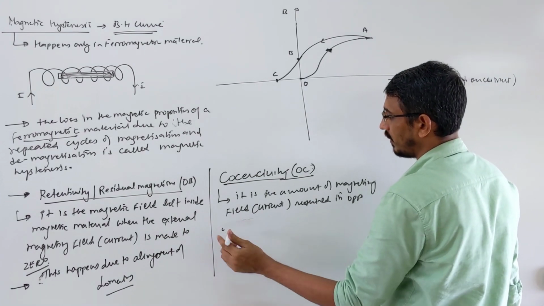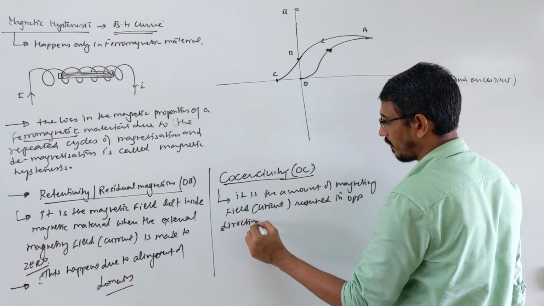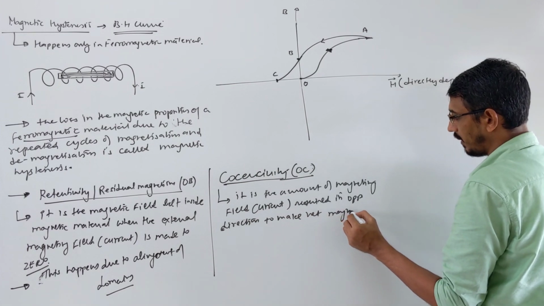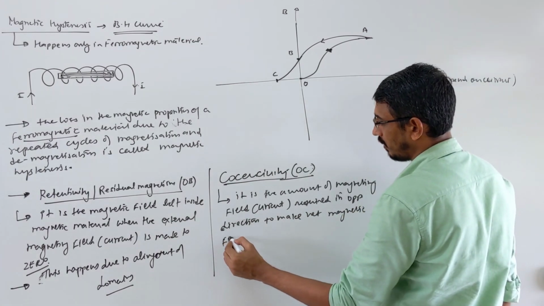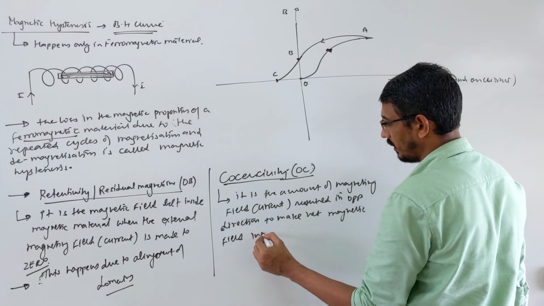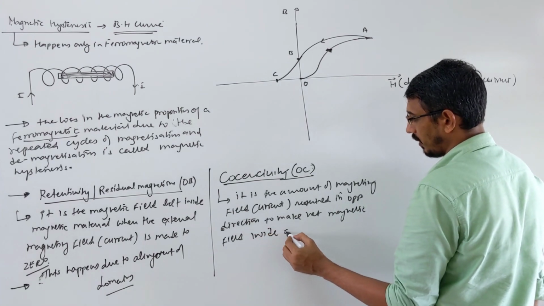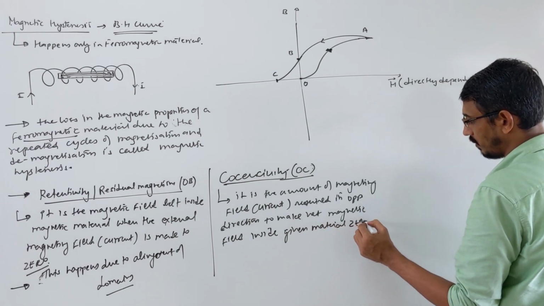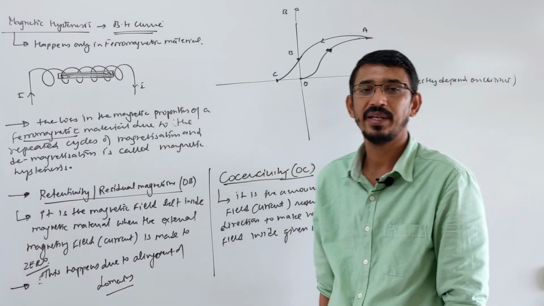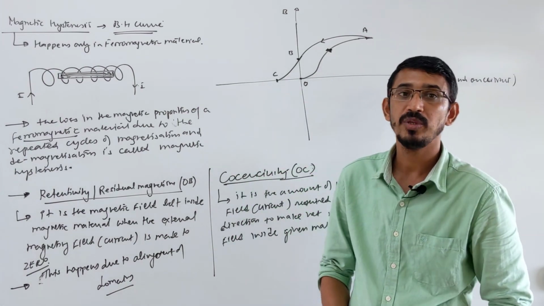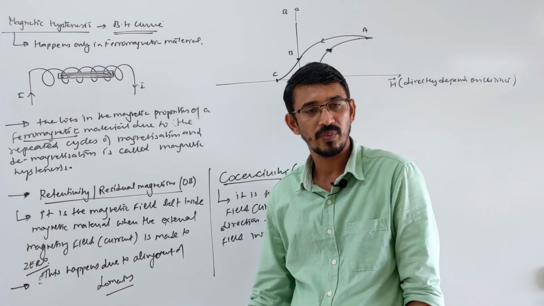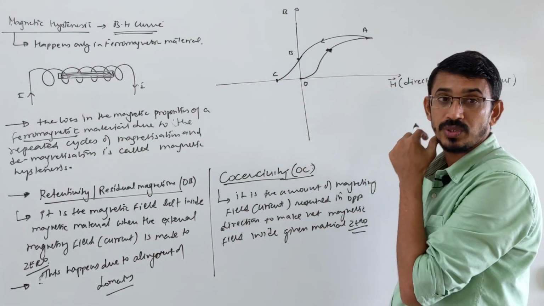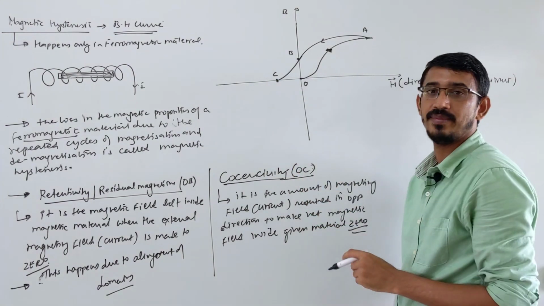Opposite, I wrote it very badly here. The direction is to make the net magnetic field inside that material zero, right? You want to make the net magnetic field inside the given material zero. Then how much opposite magnetizing field, or opposite direction current, you have to apply, that OC value is called what? Your coercivity. At this point, the magnetizing field can become zero for this much current.